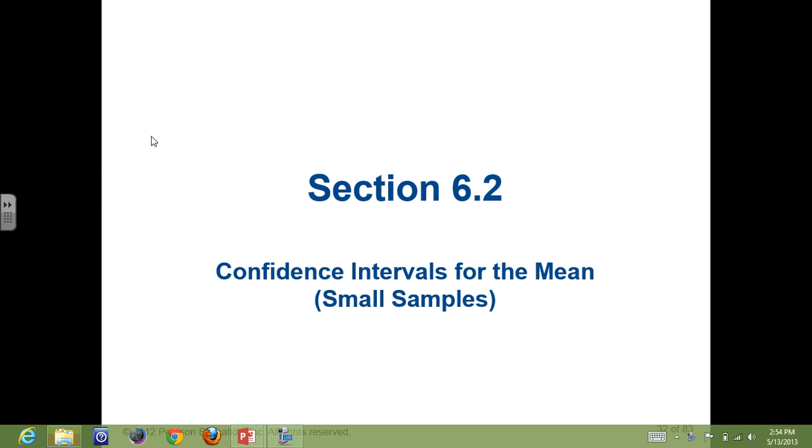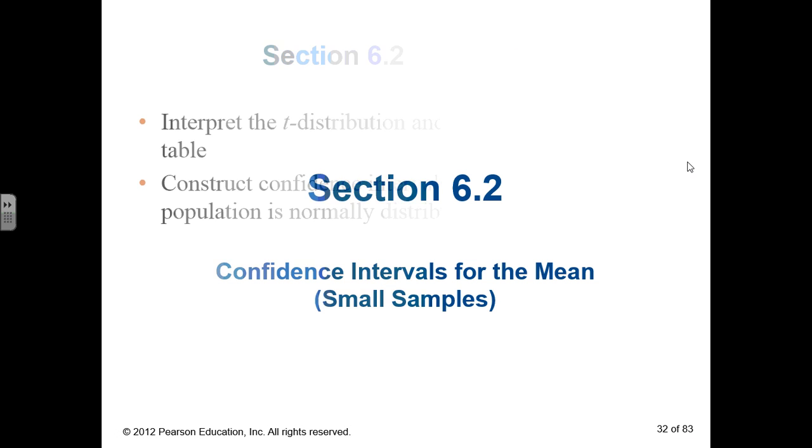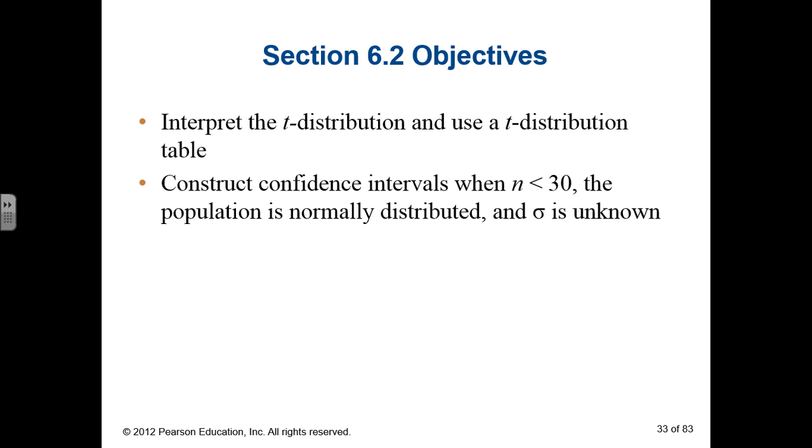Okay, so now we're going to see what we do when our sample size is small. And small in statistics is less than 30. In that case, the sample standard deviation does not give us a good estimate for the normal distribution. So we're going to need to introduce a new distribution known as the t-distribution.